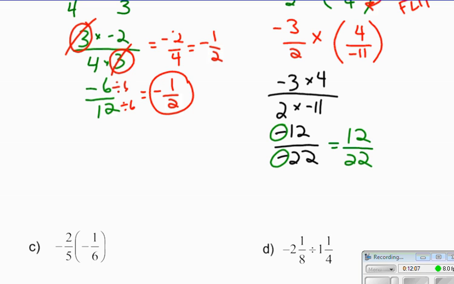If this is as far as you get, that's kind of a basic level. If you're looking to work more advanced than that, you should be reducing. So I notice that both of these can be divided by 2, and I get 6 over 11. Lowest terms, proper fraction. Again, if you struggle with this, I recommend you do some more practice on your own or see me tomorrow.